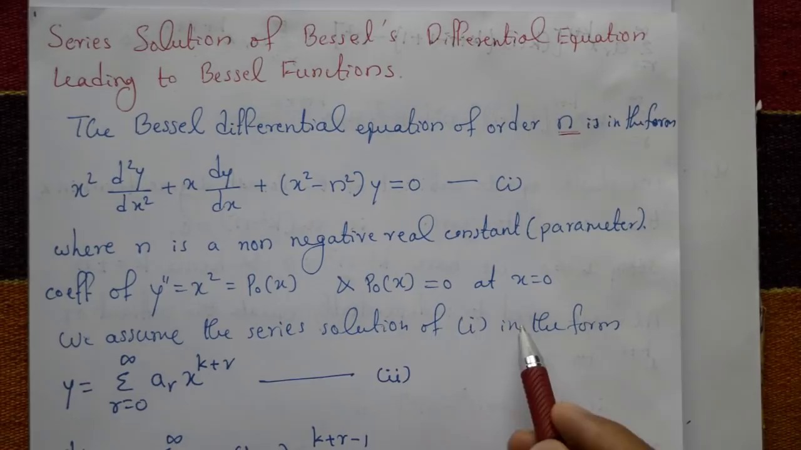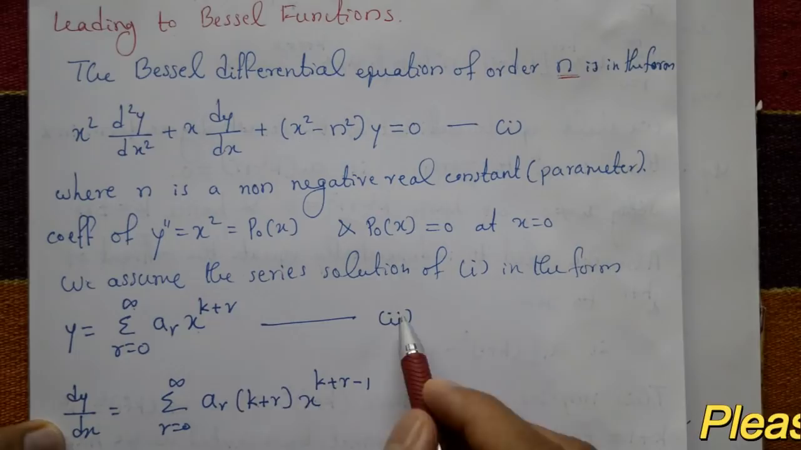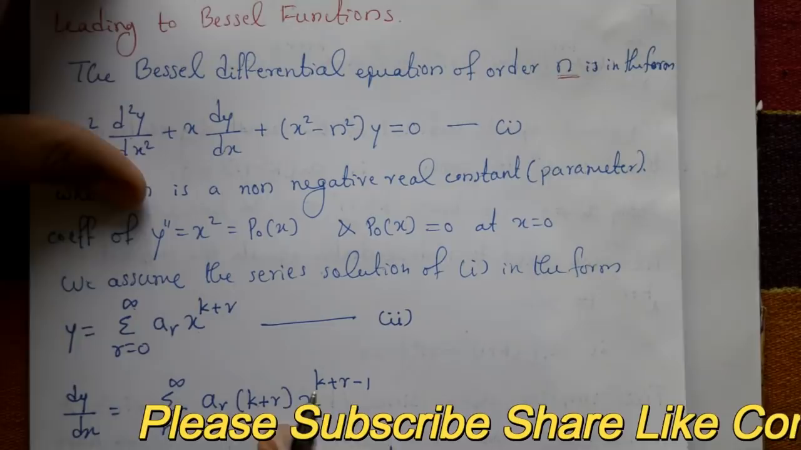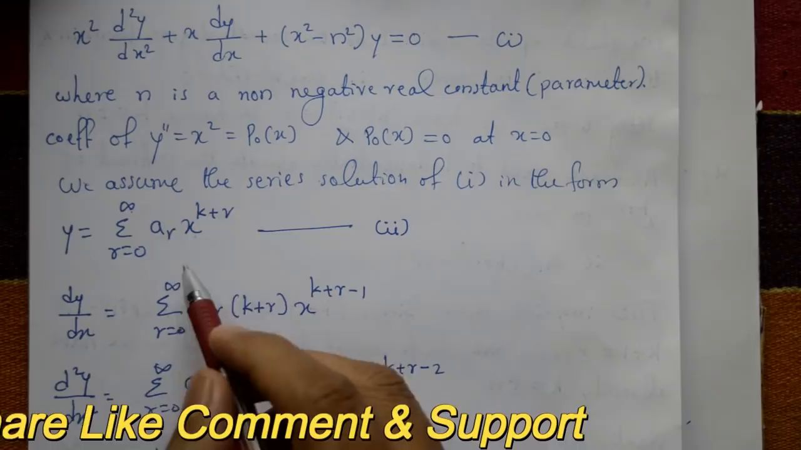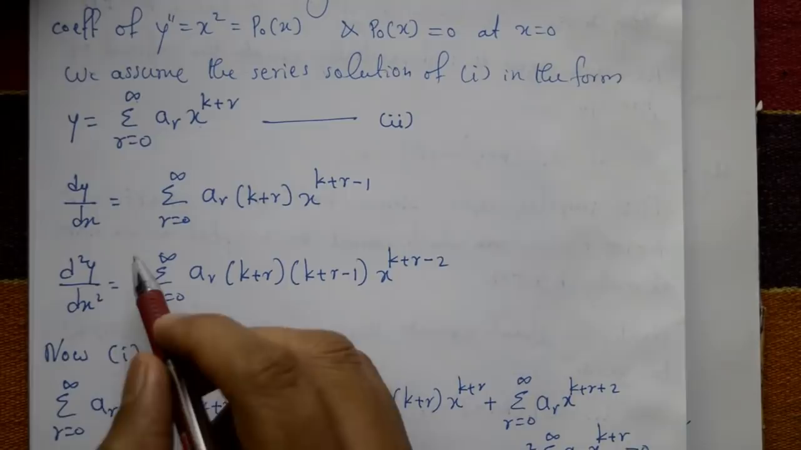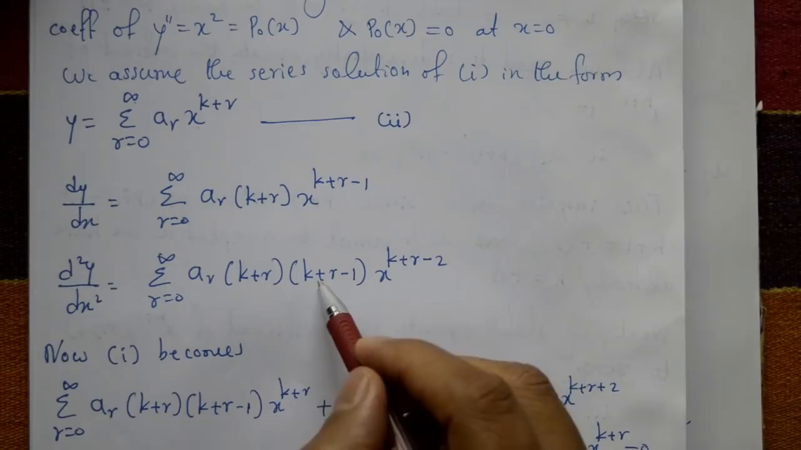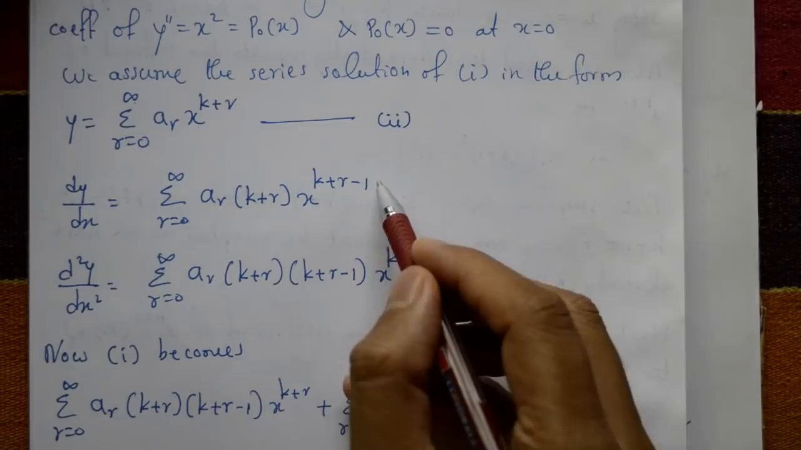y is the summation r is 0 to infinity a_r x^(k+r). This is equation number 2. Now this y you differentiate two times. First you differentiate with respect to x, you get dy/dx. The summation and a_r stay the same, only differentiate the x variable. This is the summation of a_r (k+r) x^(k+r−1). Again one more time differentiate: d²y/dx² is the summation r is 0 to infinity a_r (k+r)(k+r−1) x^(k+r−2).